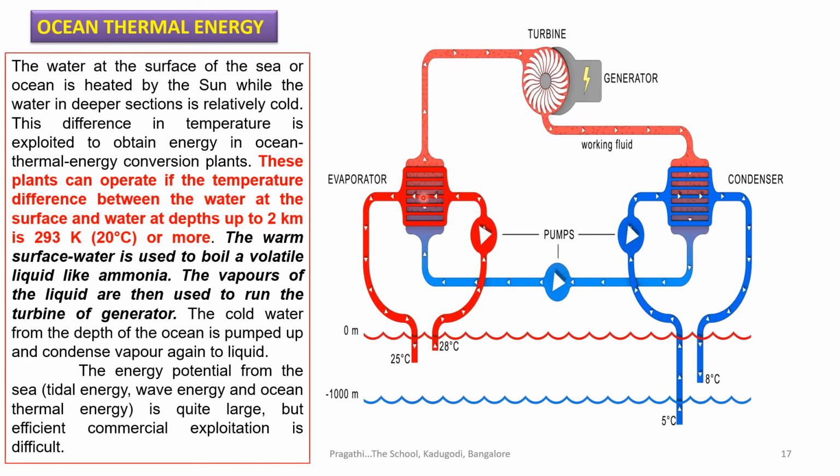The 3 degree rise in temperature will make the ammonia into vapor form to run the turbine and generator. This is ocean thermal energy. Just remember this picture and you can write on your own. The only thing is the temperature difference should be 20 degrees centigrade.